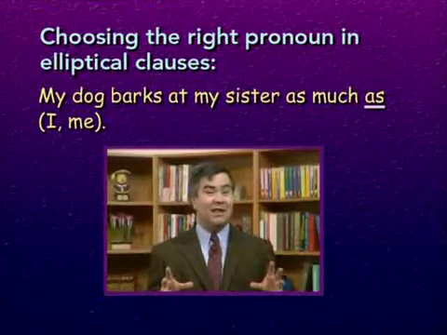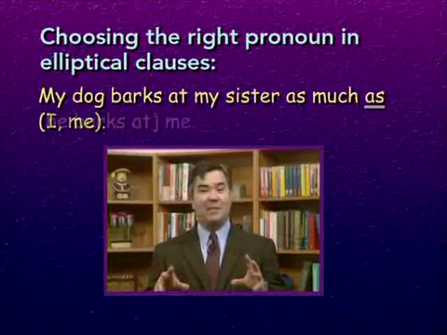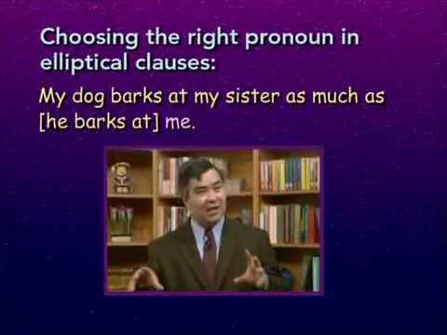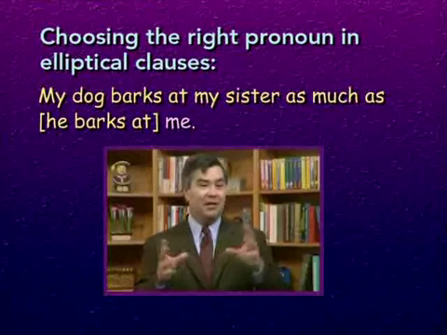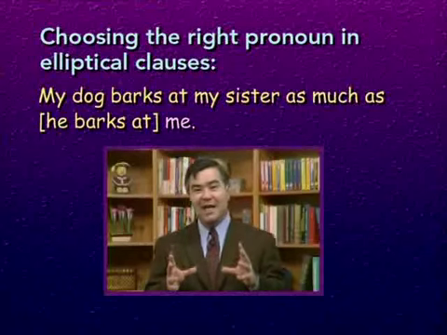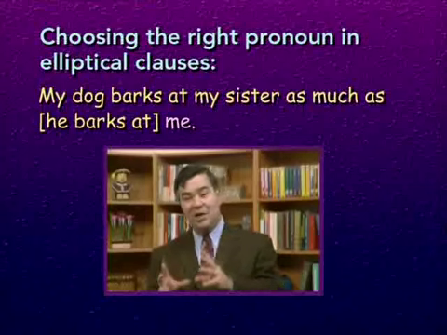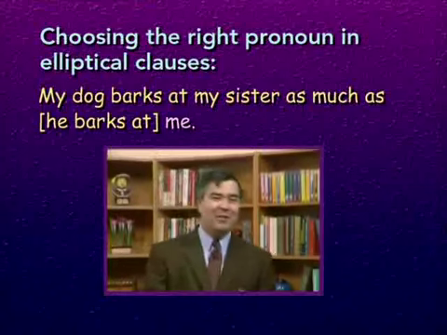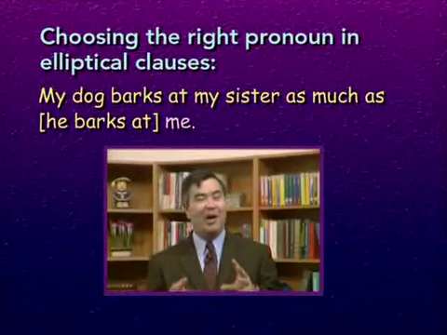Instead, I think what the sentence is saying, if you fill in the missing words, is my dog barks at my sister as much as he barks at me. Okay, assuming that that's the correct meaning, which seems logical in the context of what we know about dogs and human beings, then the correct pronoun should be me, because you use the objective case pronoun based on the fact that once the omitted words have been stuck back in, we see that the pronoun is the object of the verb barks.